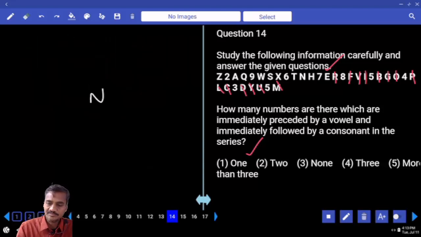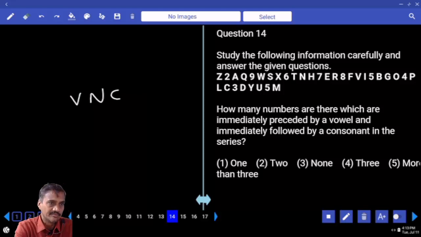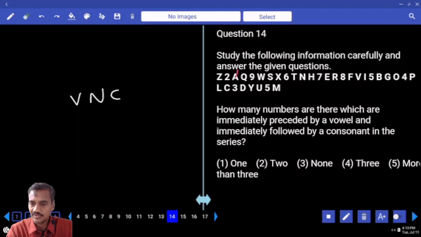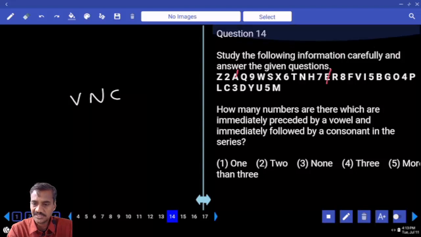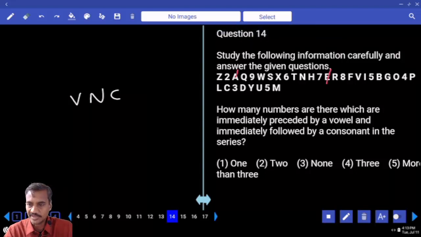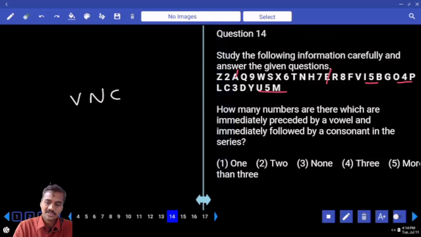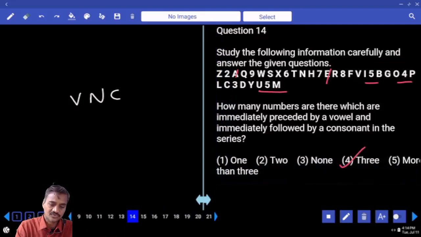which are immediately preceded by a vowel and immediately followed by a consonant? A number preceded by a vowel and followed by a consonant: vowel, number, consonant. Checking each occurrence, one vowel is not followed by a number. How many are there altogether? 3. That is the given choice for 14.